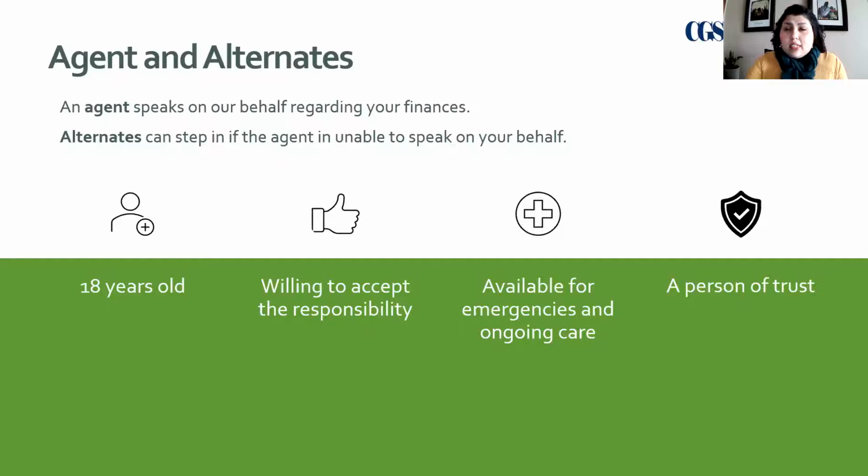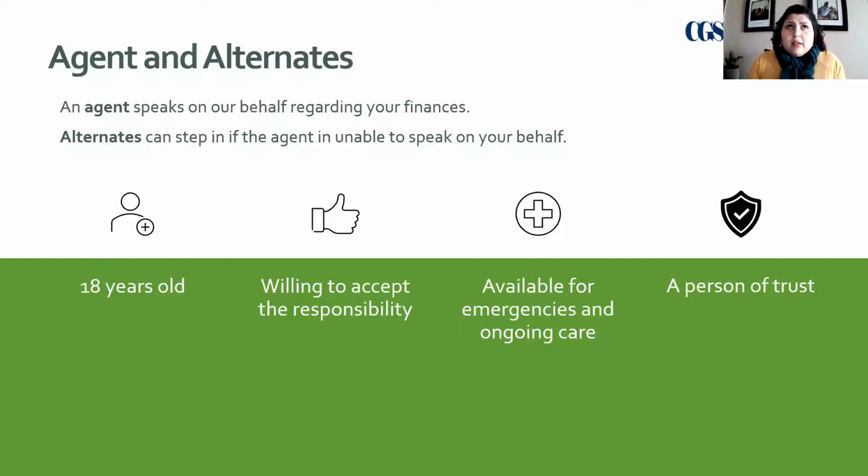You need to talk to them before completing this form and make sure that they're willing to accept the responsibility. In a little bit here, I'll go over the agent's responsibilities. So we want to make sure that they're up to the task. Also, we want to make sure that whoever we're choosing for our agent or our alternates, that they're available in case of an emergency or if you're going to need ongoing care and support in this area.